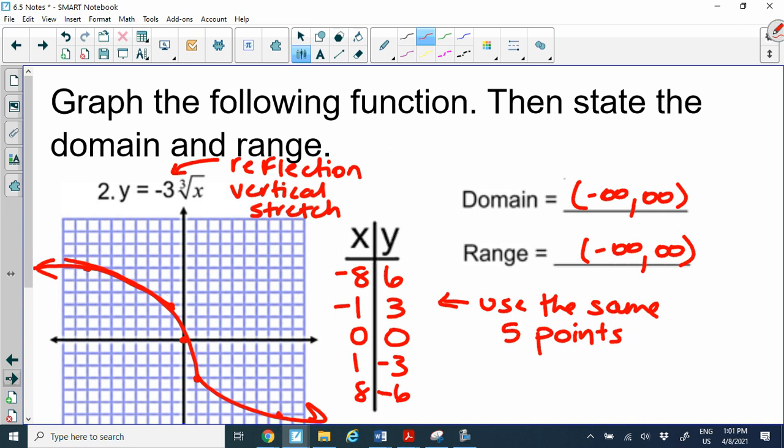Okay, make sure you watch the last part of the video. That's where we're going to be talking about translations and more about our vertical stretch and shrinks, and talk about that with our square and cube root functions.